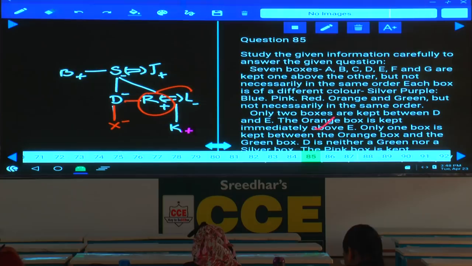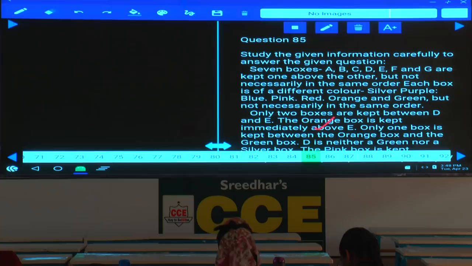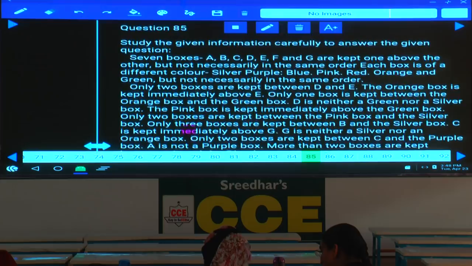Now, in the examination, the word stacked will be given. Seven boxes are stacked one above the other, that will be given. But not necessarily in the same order, each box is of a different color, seven different colors. And only two boxes are kept between D and E. Hence, in total, these seven boxes are kept one above the other.